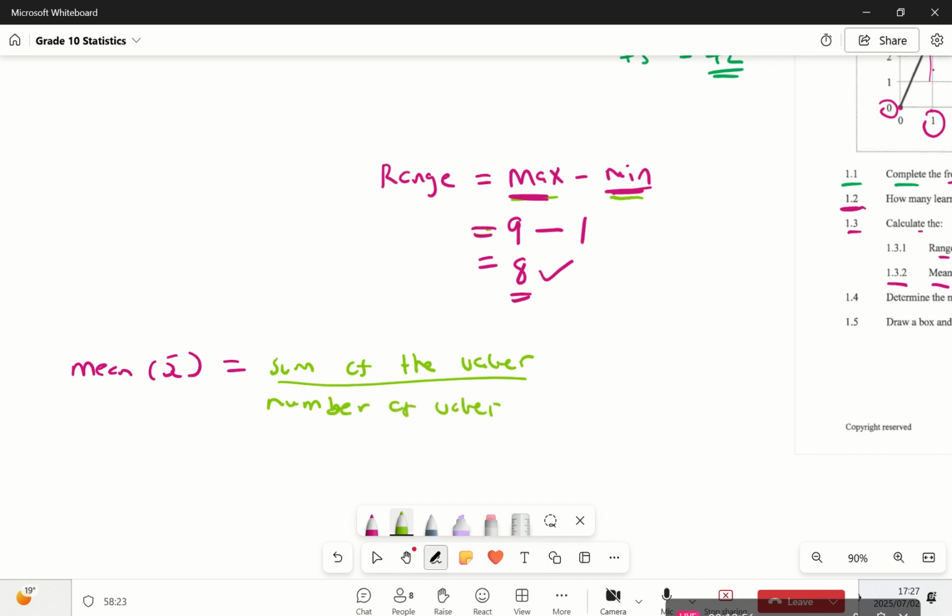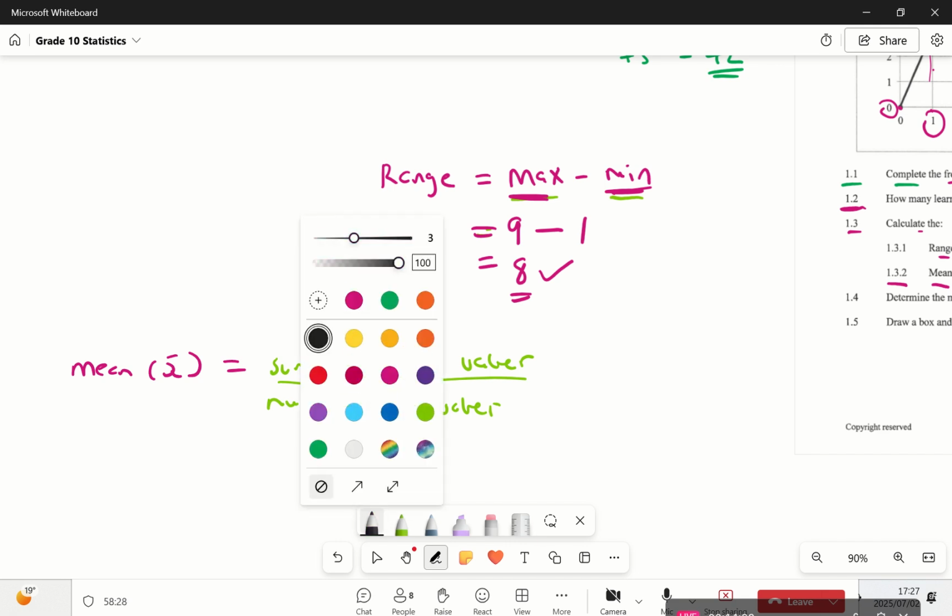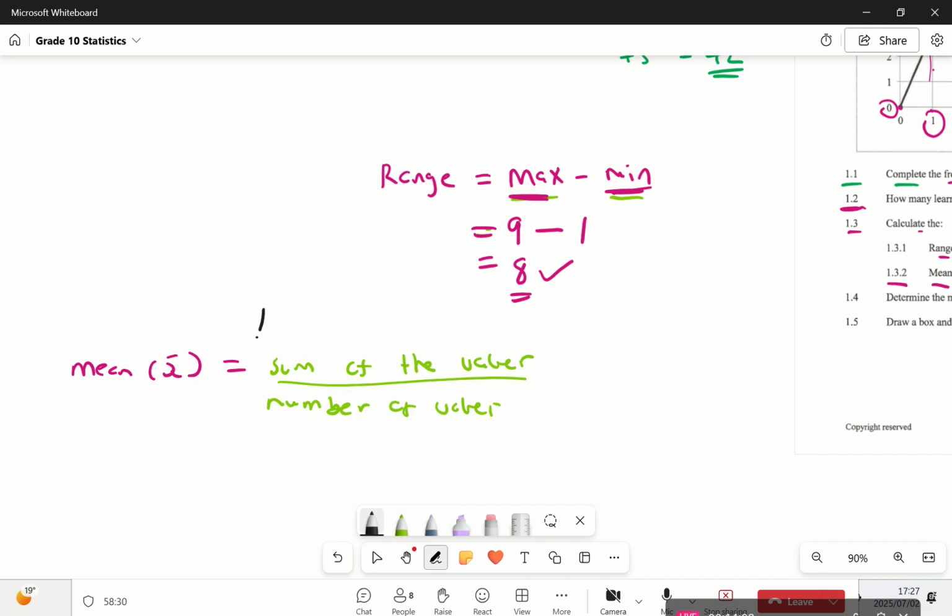All right, so that's what it is. Normally you get data like this. They'll give you marks of people: someone got a 1, someone got a 7, someone got an 8, someone got maybe a 10, something like that.